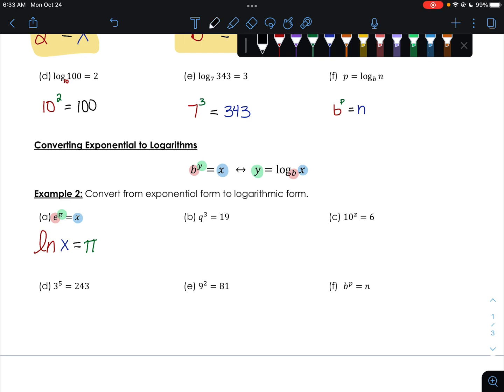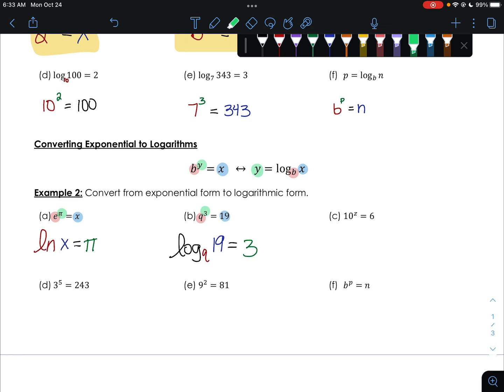Looking at the next one, I have log of my base. My base is q of 19 equals the exponent or the power of 3. So again, it's just a lot of switching back and forth.